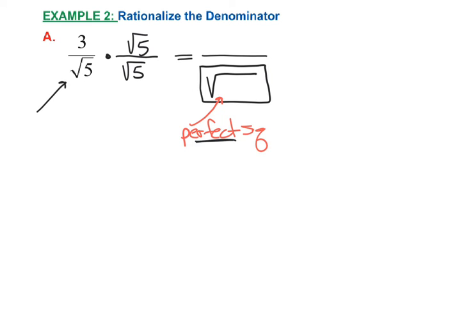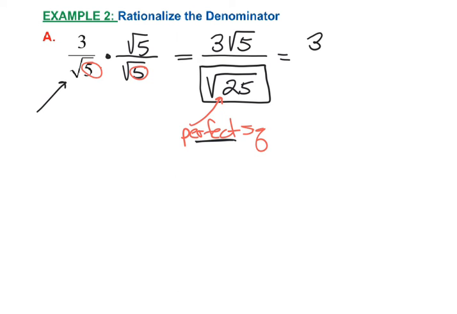So on top, 3 times the square root of 5. Things inside square roots can be multiplied together, things outside square roots can be multiplied together, but you can't cross over. So we can't distribute that 3 into the square root. So this stays 3 times the square root of 5. And on the bottom, we can multiply these together because they're both inside a radical, so we get the square root of 25.